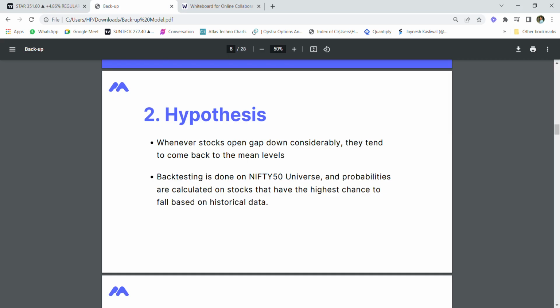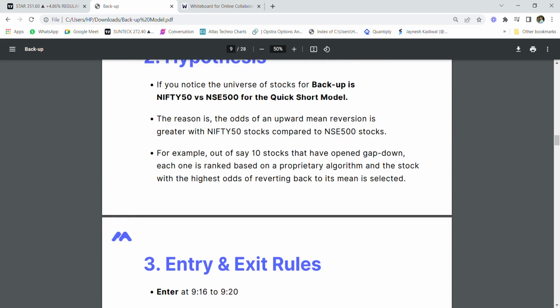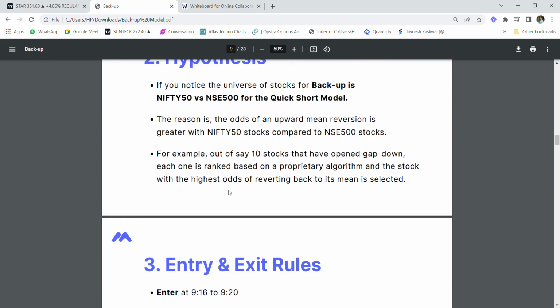So backtesting is done on the Nifty 50 universe here, and the probabilities are calculated on the stocks that have the highest chance to fall based on historical data. In the last model we backtested on Nifty 500, and in this model we are testing the strategy on Nifty 50, because the odds of an upward mean reversion are greater in Nifty 50 compared to Nifty 500, as Nifty 50 has huge heavyweights, right?